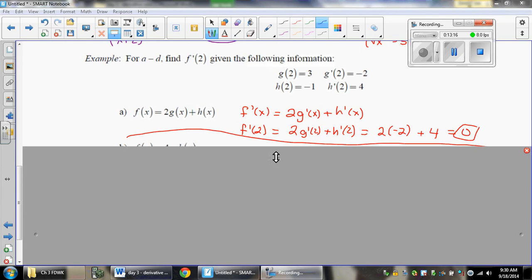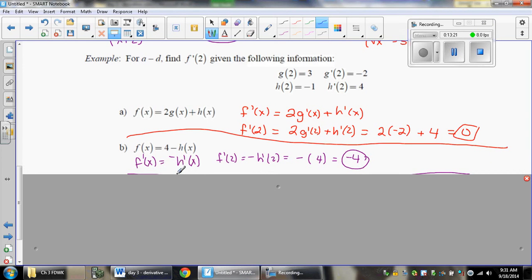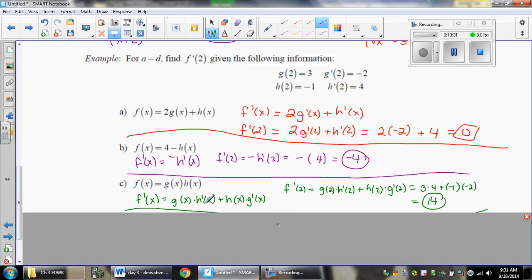Welcome back. Okay, so 4 minus h of x. Your derivative is going to just be negative h prime. So you take the negative of h prime, which gets you negative 4. Come down to the next one, product rule. g times h prime plus h times g prime. Look at these values, substitute appropriately. Should get 14.